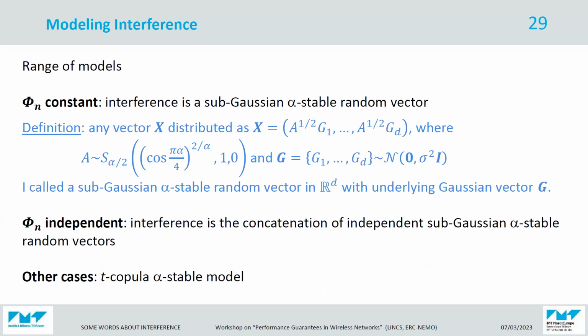So we've got 3 types of model. When phi, the set of interference, is independent from one, it is constant, sorry. We've got a case which is fully dependent components in your vector. It's very interesting because it's what we call the sub-Gaussian case. It's a specific case of alpha stable distribution.